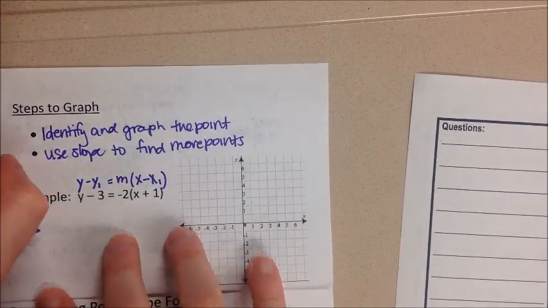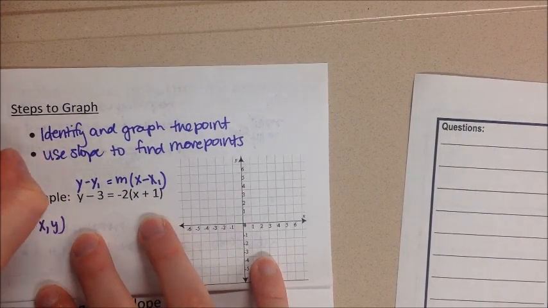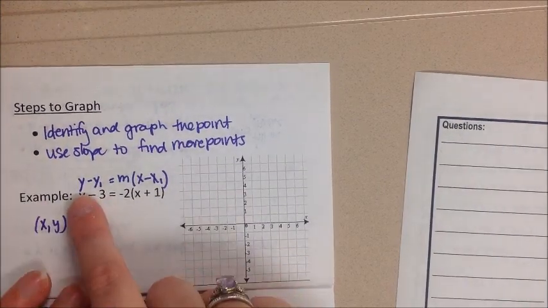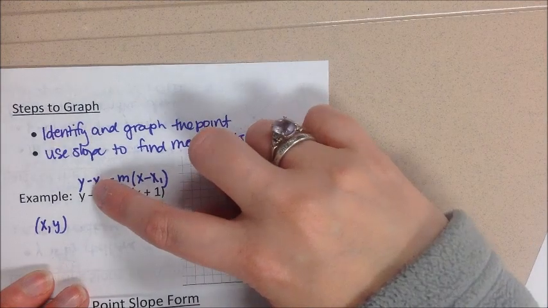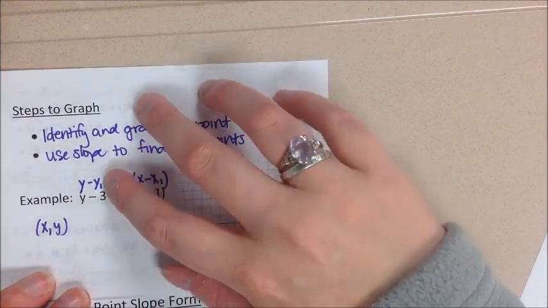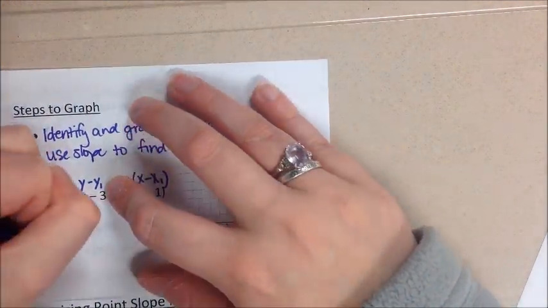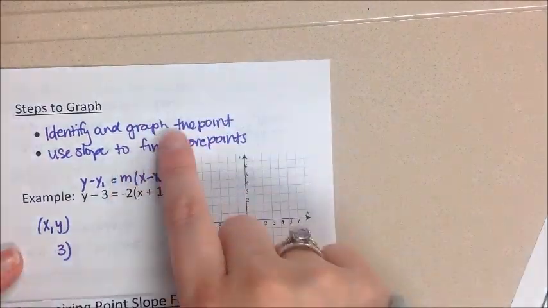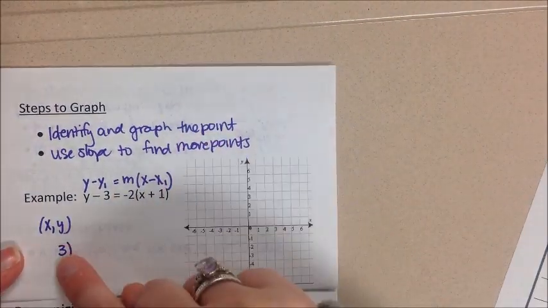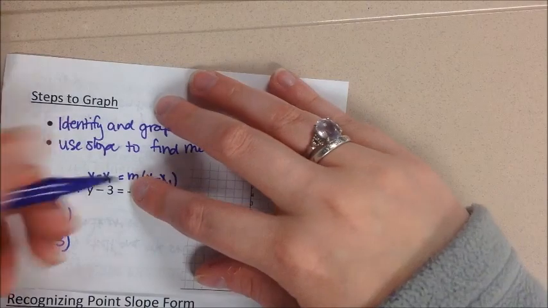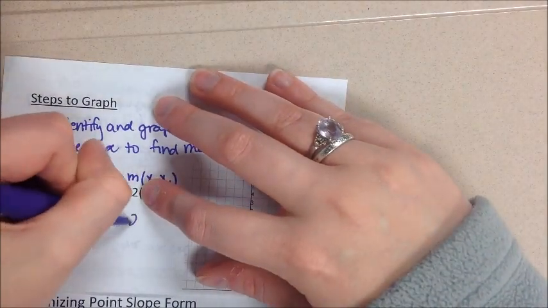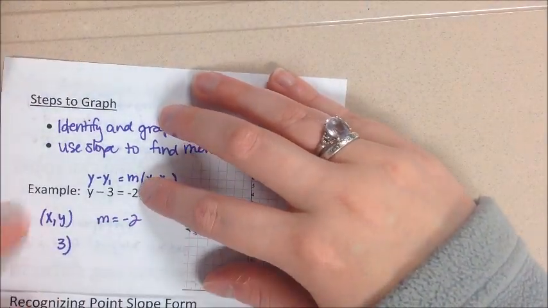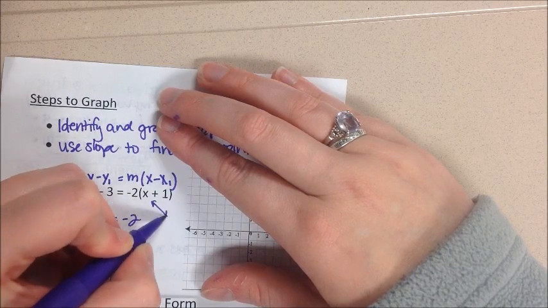Okay, so when I'm looking at what my xy point is going to be, if I'm looking along here, there's the y, I have a subtraction sign, which means my y1 is 3. So my y that I'm going to use for the point is going to be 3. My m is -2, so that means my line should be descending, right? It needs to go like this.